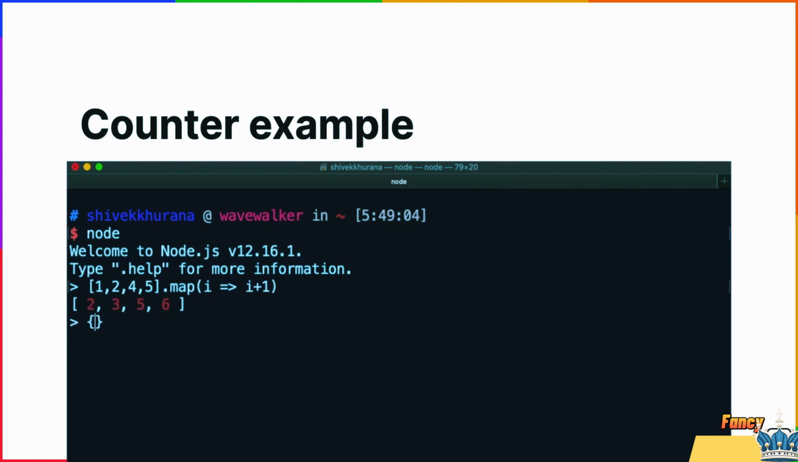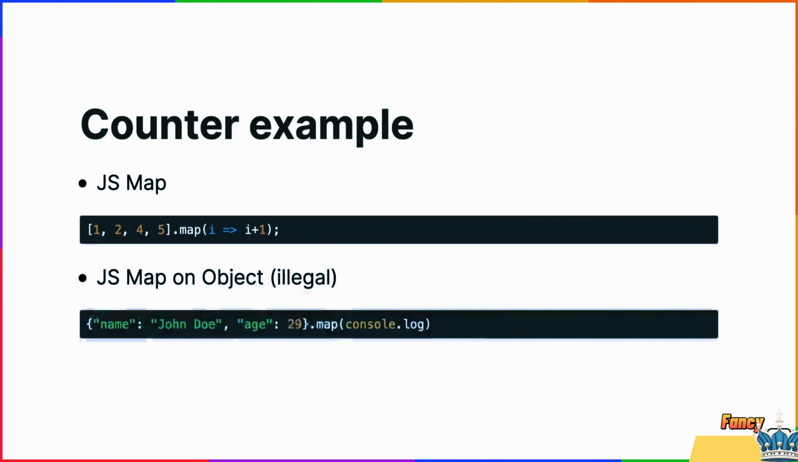But can you execute this code on a JS object? Do you think the following will work? If you have ever written JS, your mind would immediately tell you that this is illegal. Why? Because the map function is not designed to work with objects.